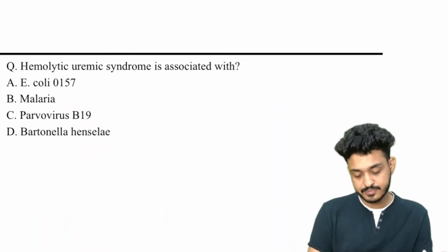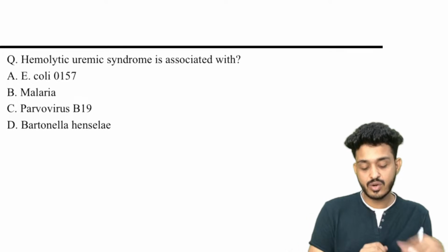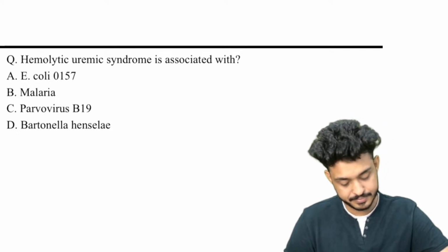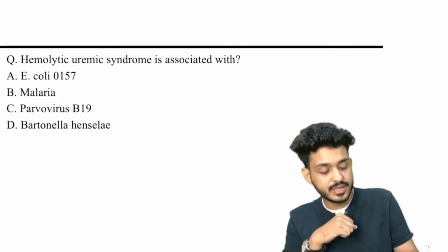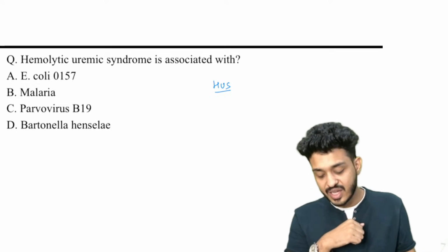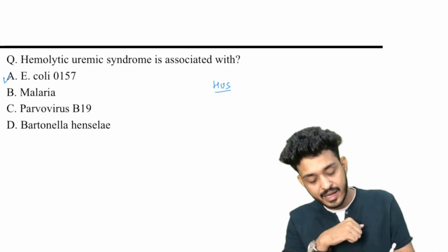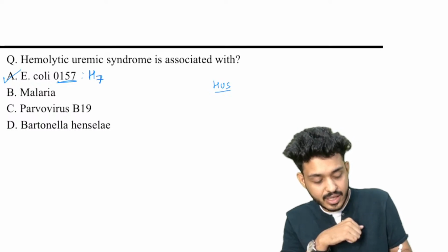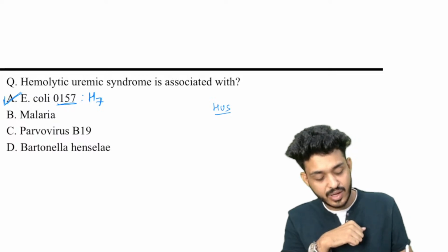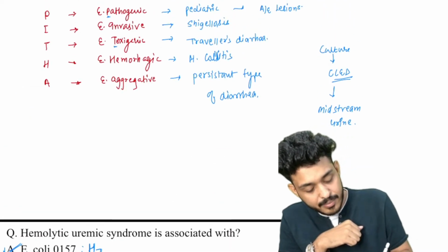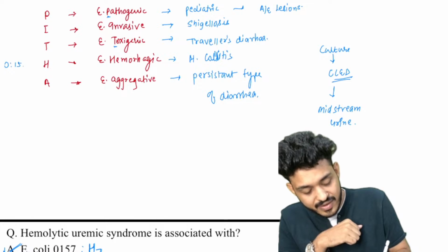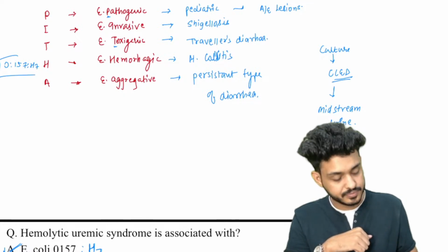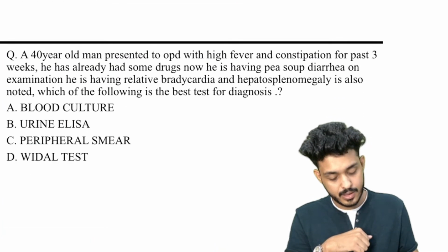Try to solve this one. Hemolytic uremic syndrome, HUS, is associated with which type of E. coli? That is E. coli O157:H7. That is the thing that you have to remember. This enterohemorrhagic is also associated with O157:H7. So this is the question they have asked you. Clear?